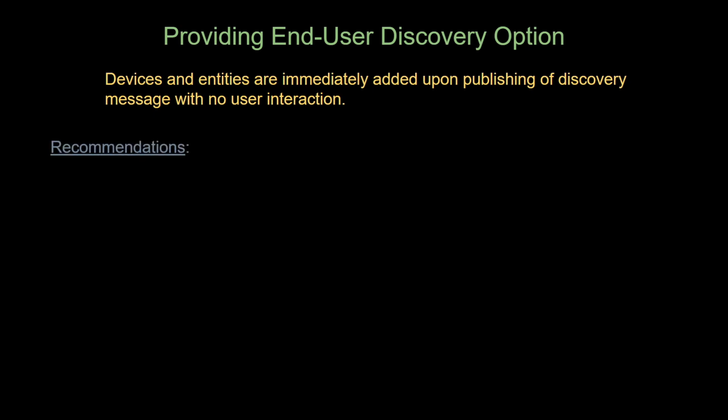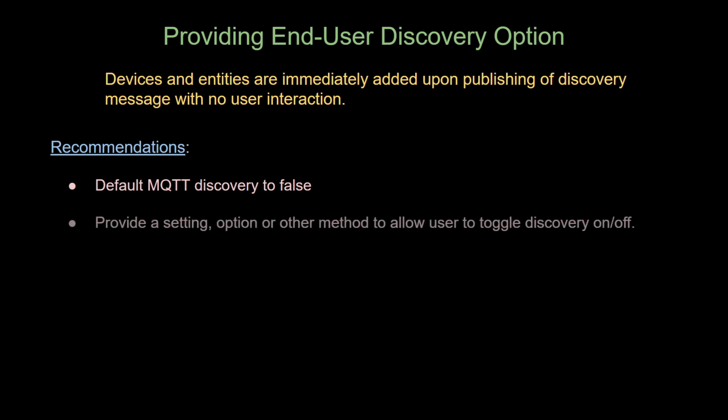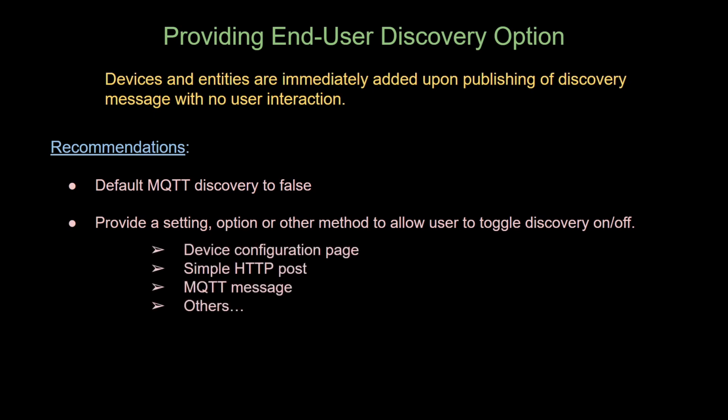So here are my few recommendations. First, default MQTT discovery to false in your code. So by default, it's turned off. Nothing's going to automatically be created in Home Assistant. But then provide some kind of setting or option or some other kind of method to allow the end user to turn discovery on so that your entities can be discovered and integrated into Home Assistant.